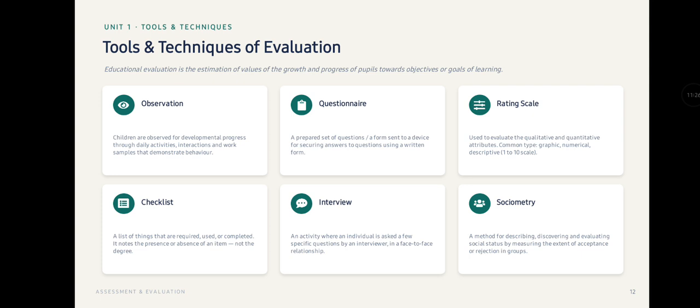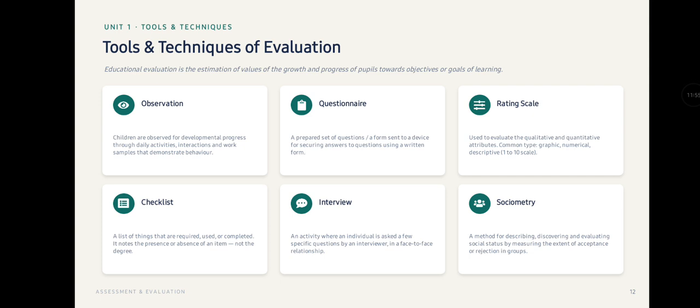Questionnaire: a prepared set of questions, a form or set sent to a device for securing answers to questions using a written form. Rating scale: used to evaluate the qualitative and quantitative attributes; common types are graphic, numerical, descriptive, for example a 1 to 10 scale. Checklist: a list of things that are required, used, or complete. It notes the presence or absence of an item, not the degree.